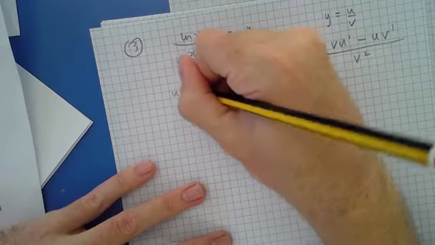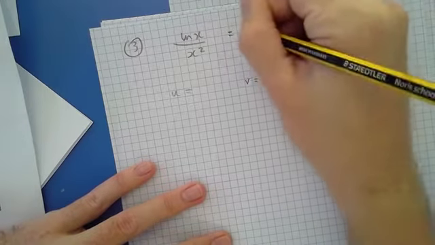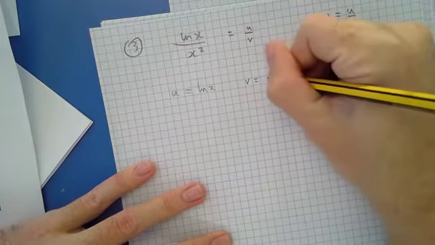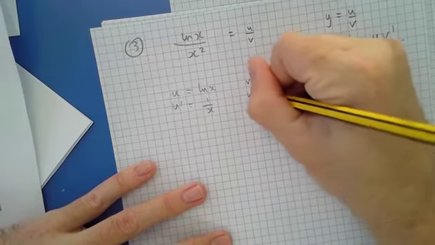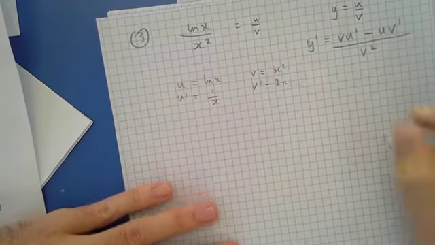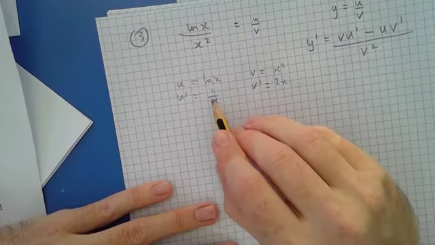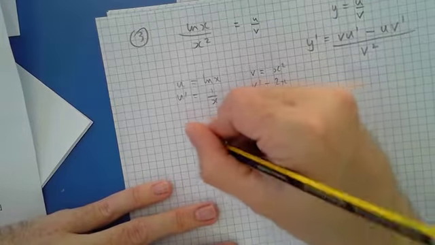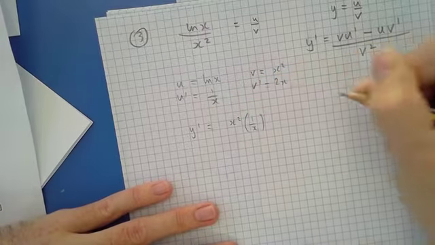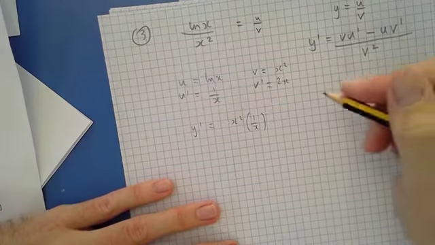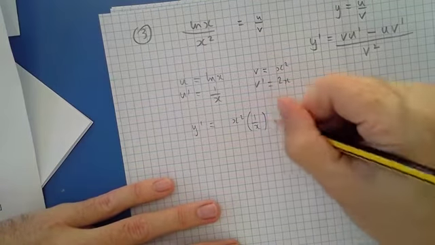So I need to just state u equals, v equals. So in my case, u is equal to ln x, v is equal to x squared, u dash is equal to 1 over x, and v dash is equal to 2x. So v u dash, that is x squared times by 1 over x. So I'm going to say y dash equals x squared times by 1 over x. If you're really good with the maths, you could just say that cancels out to x straight away if you're happy to, but I'm going to show you properly.